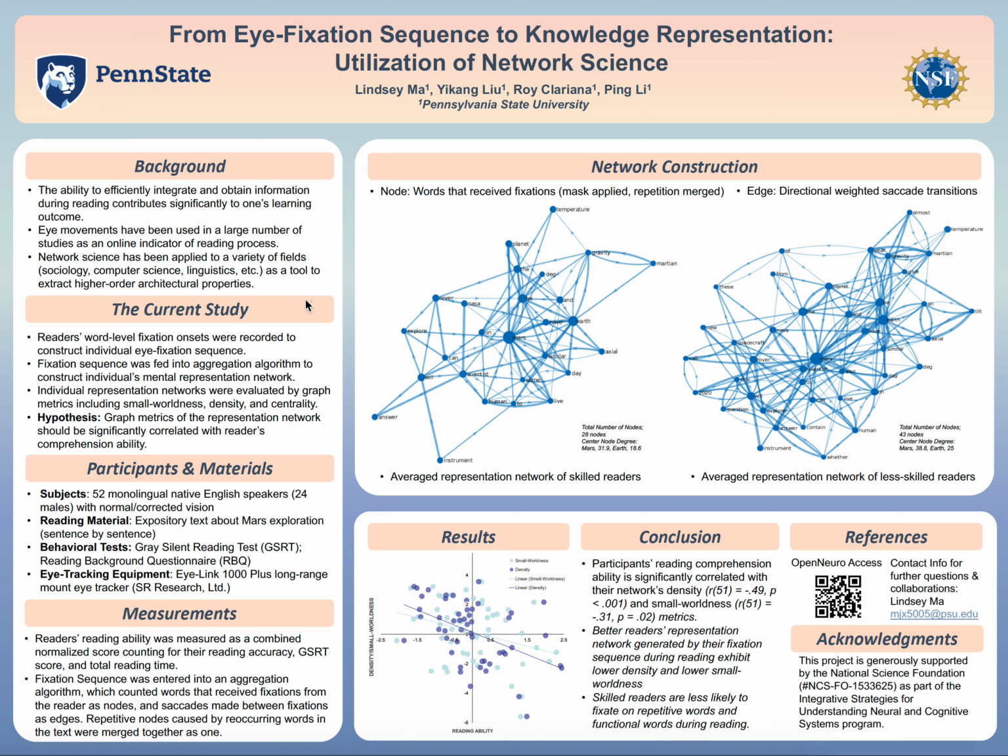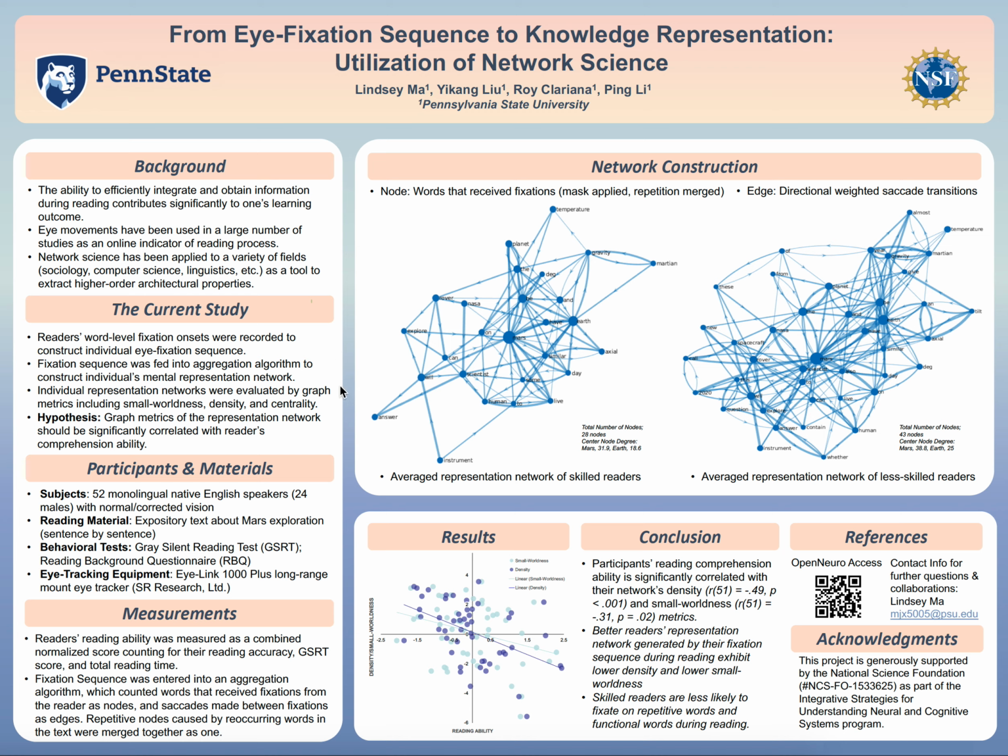So for our current study, what we did was we first extracted readers' word level fixation onsets in order to construct their individual eye fixation sequence. And then in the next step, we used these fixation sequences by feeding them into an aggregation algorithm and constructed individuals' mental representation network. Because the mental knowledge organization cannot be assessed directly, this is the way that we chose to closely represent that.